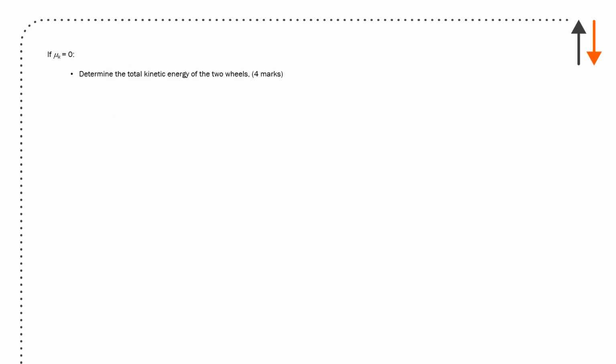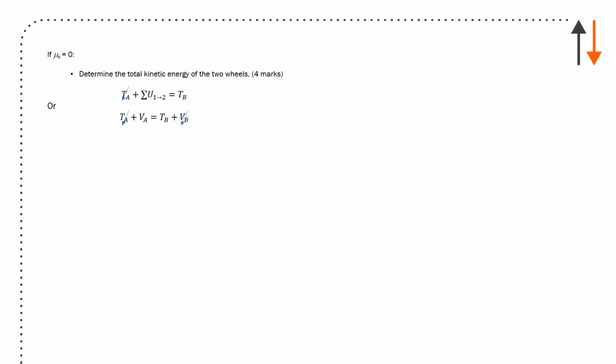If mu k equals 0, determine the total kinetic energy of the wheels. Typically, if I solve these problems, I use conservation of energy, T_A plus V_A equals T_B plus V_B. Both will give the same result. The important thing is, one, at the beginning, there is no motion, so the kinetic energy at A is 0.